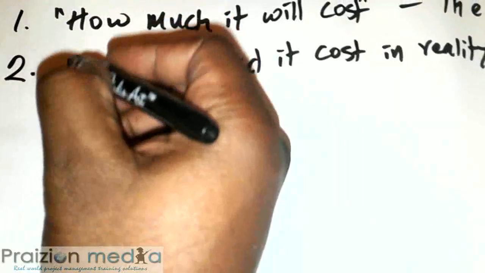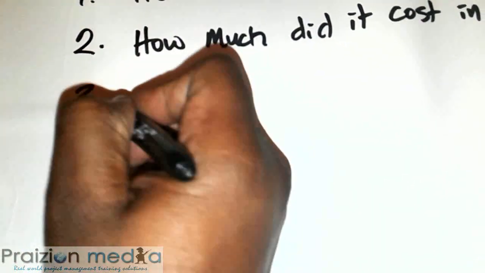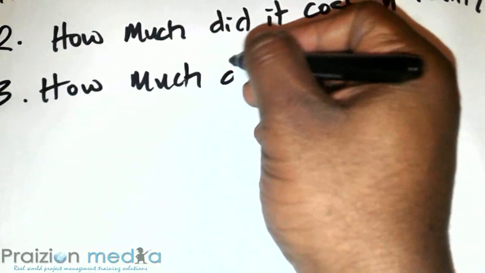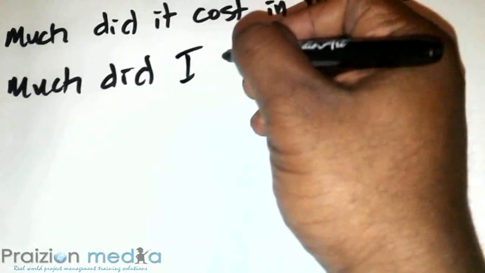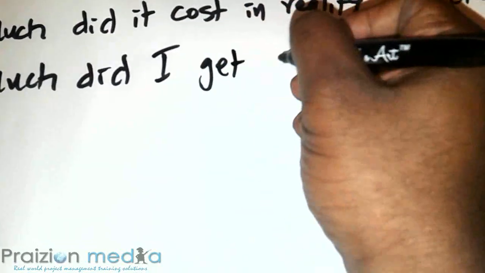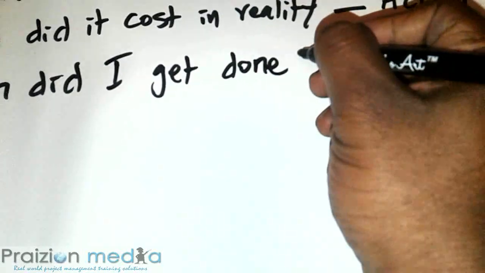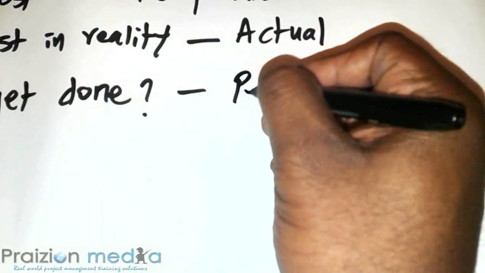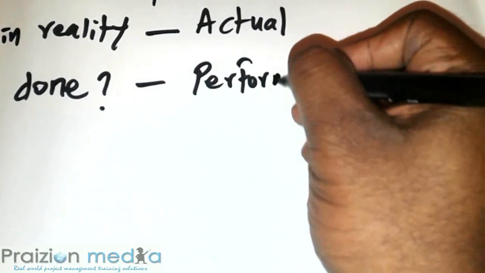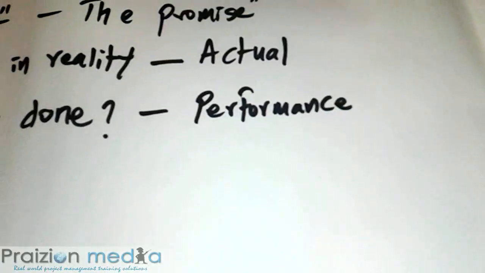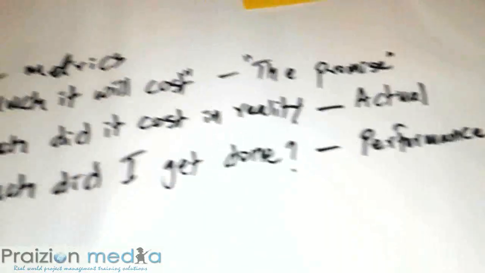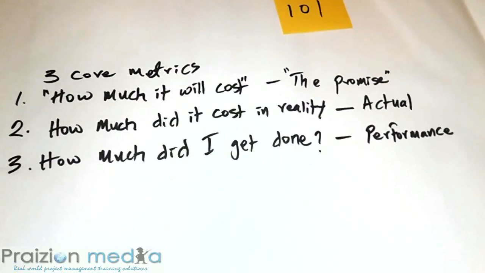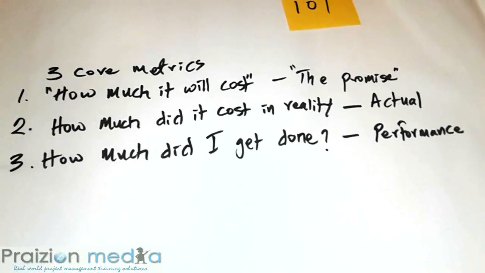And then the final one is how much did I get done? I'll call this performance. So think about it like this: three core metrics, the promise, the actual, and the performance.